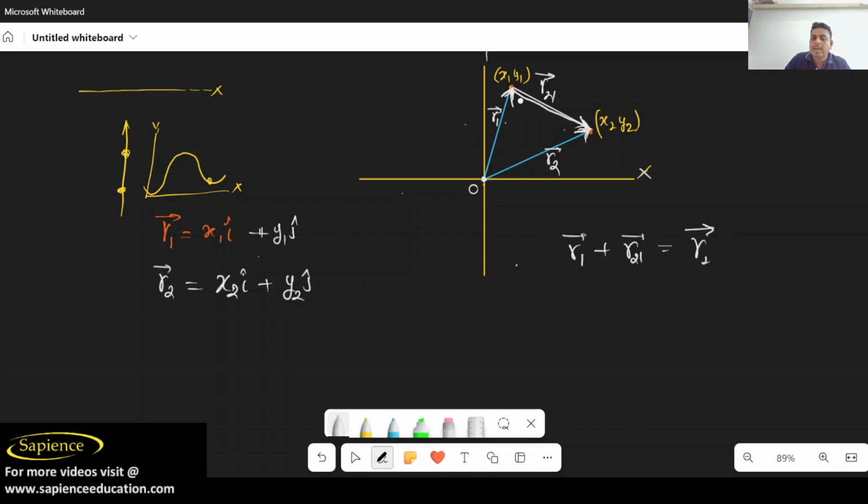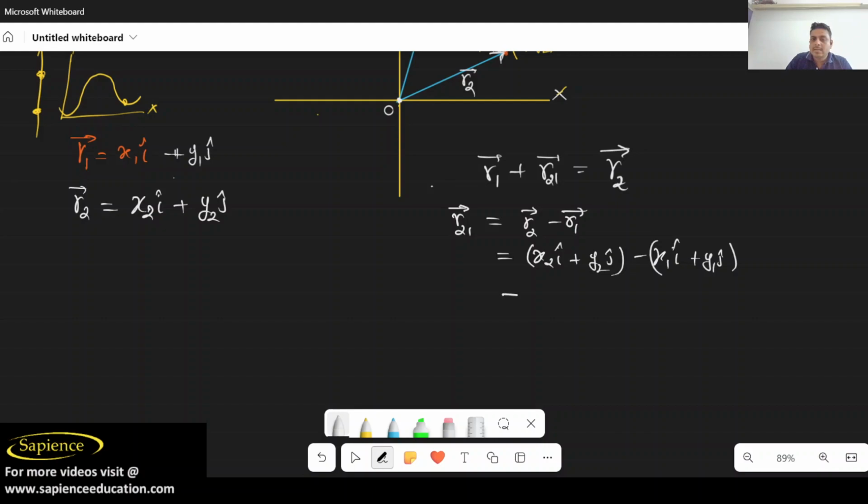If two vectors are added in the same direction, the third side of the triangle will represent the resultant of these two vectors. So can we write like this? From here we can write R21 as R2 minus R1. So R2 minus R1 is equal to x2 i cap plus y2 j cap minus x1 i cap plus y1 j cap. So this can be written like this.